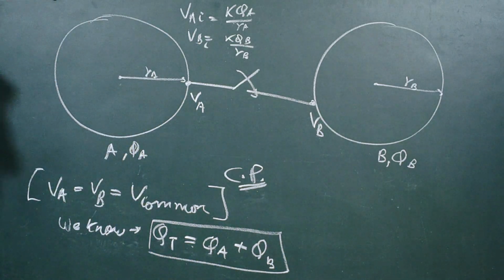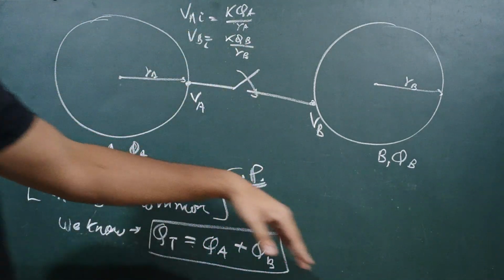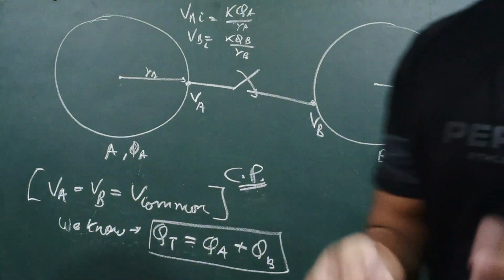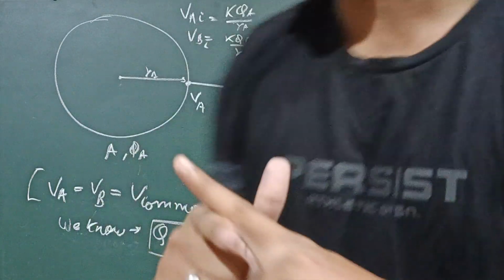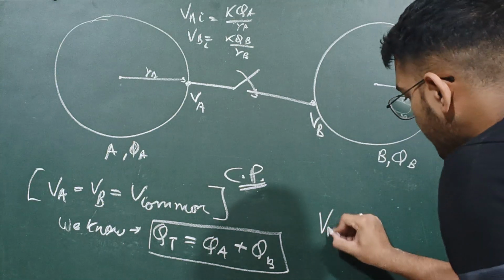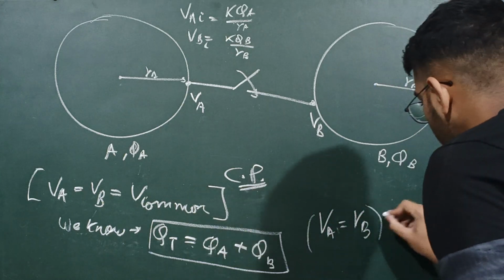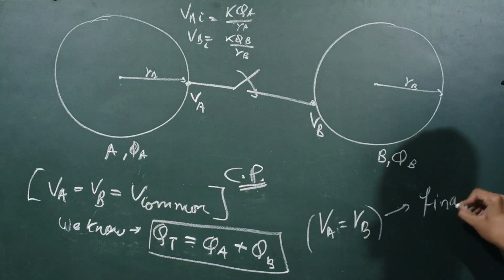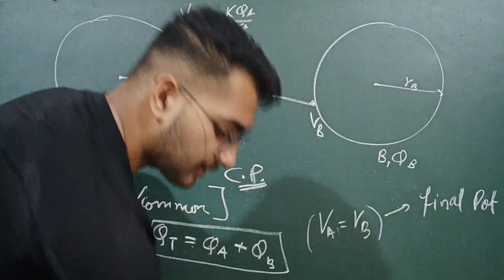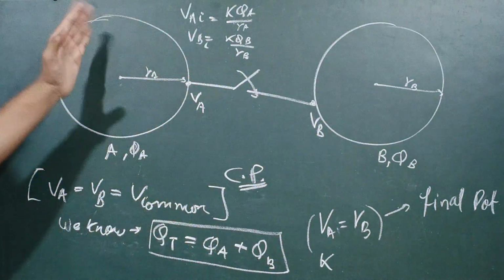Right? And let me say that I know this concept that if I connect two equipotential surfaces, their potential will have to be the same because no two equipotential surfaces can intersect each other. So I'm just writing here VA equals VB, and these are final potential, right?